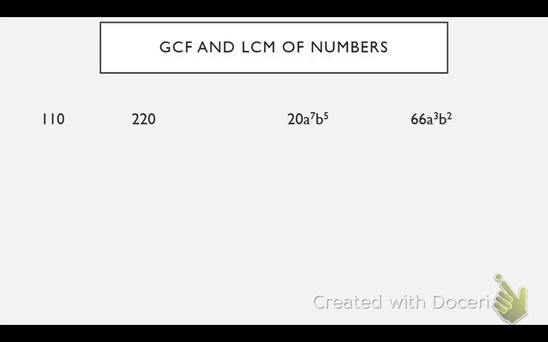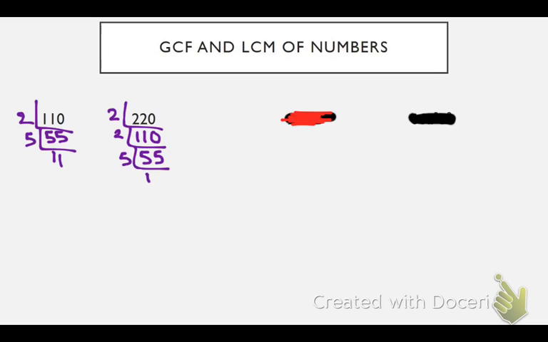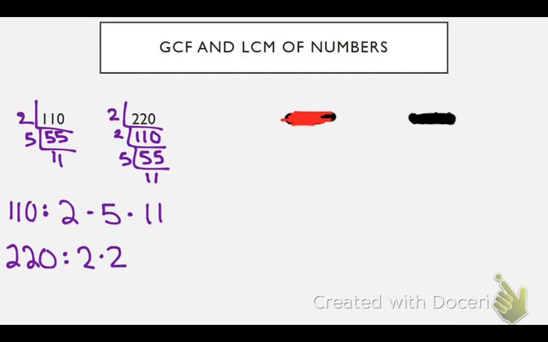Okay, so today we are reviewing for our test tomorrow that covers all of Chapter 4. In the first slide, we're finding the GCF and the LCM of numbers and monomials. So we're going to start with numbers, 110 and 220. All right, so we do the prime factorization and list our prime factors.